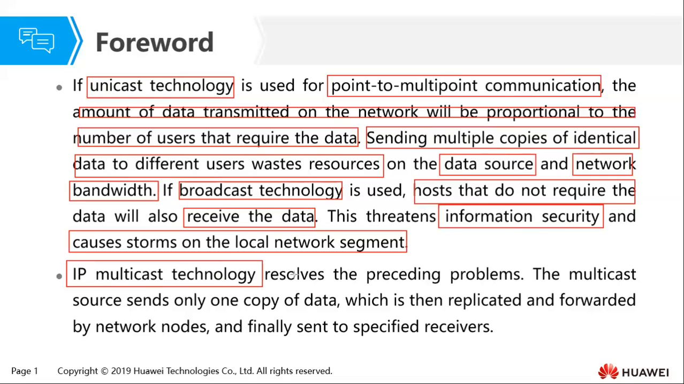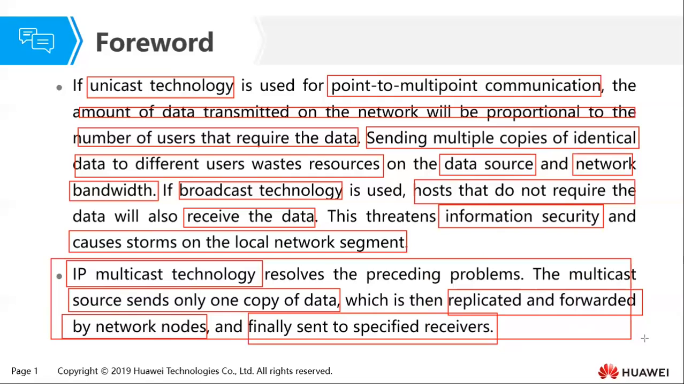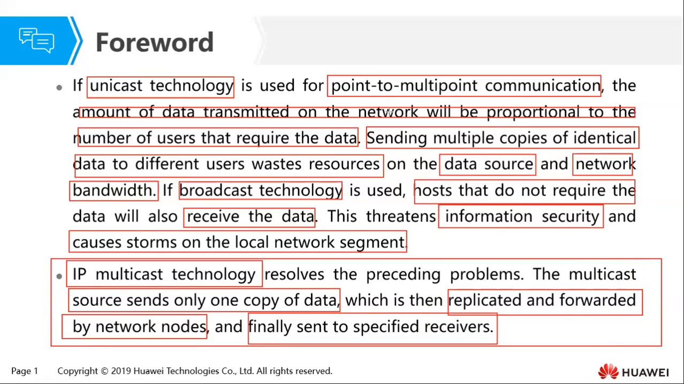IP multicast technology resolves the preceding problems. The multicast source sends only one copy of data, which is then replicated and forwarded by network nodes, and finally sent to only specified receivers. This is just a very wide summary of how multicast works. We have a single source that sends a single copy of data. Then the data is replicated as it is being forwarded towards the receivers by what we call network nodes, which are simply routers. Then it is finally sent to specified receivers. So this whole scenario of IP multicast technology is what we ought to understand in this topic.